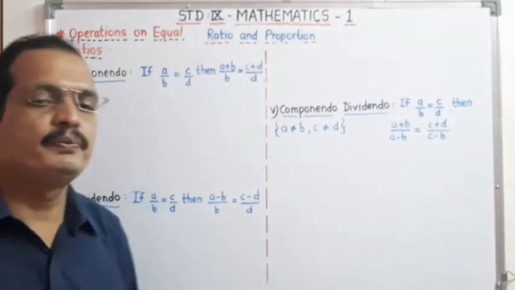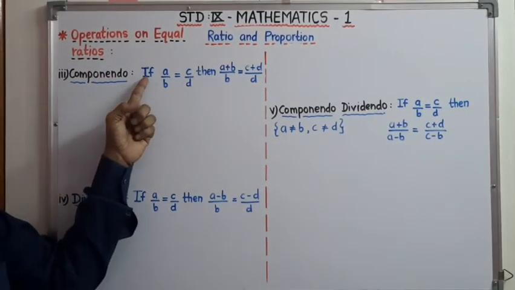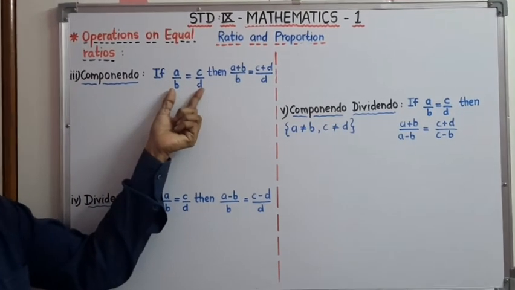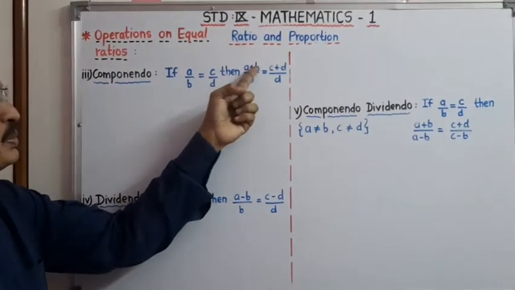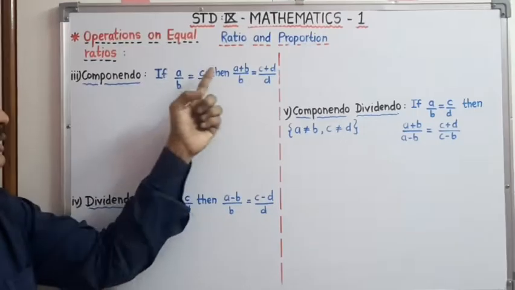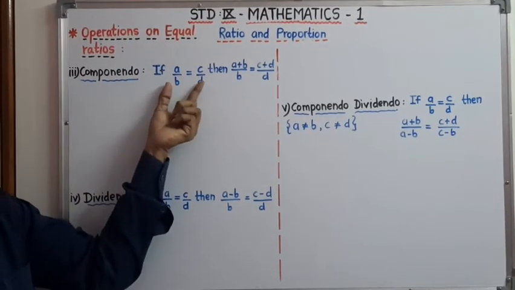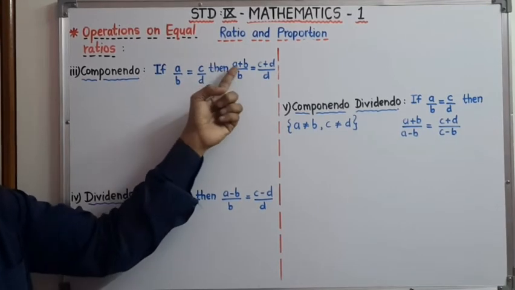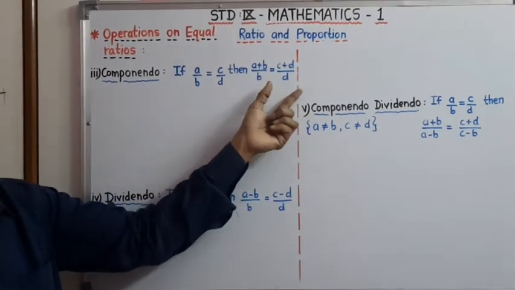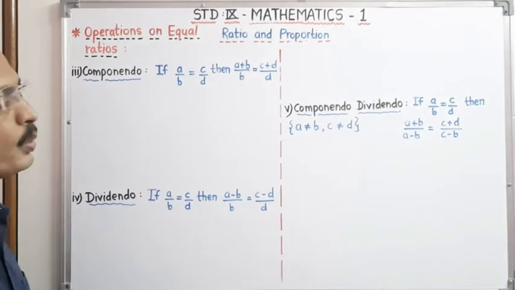See dear student, next property, that is Componendo. In this case, if a upon b is equal to c upon d, that is these two ratios are equal, then a plus b upon b is equal to c plus d upon d. See, Componendo: a upon b is equal to c upon d, these two ratios are equal. Then a plus b upon b, this is the ratio, and c plus d upon d, this is another ratio. These two ratios are equal. Now how to prove this?